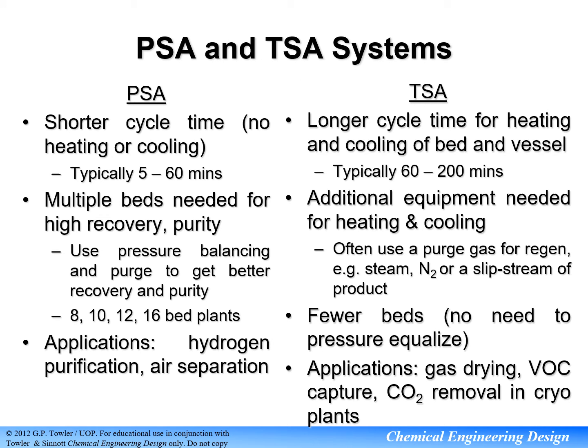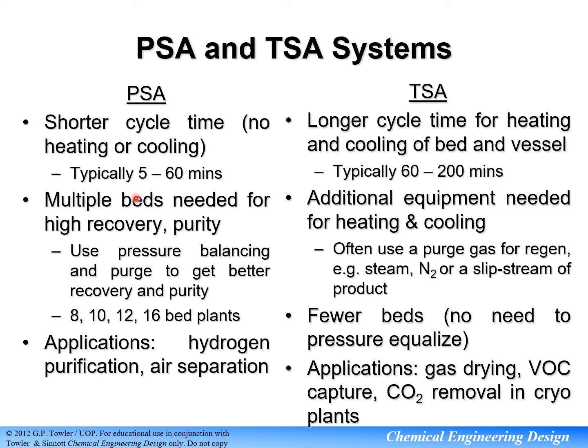The difference between the PSA and TSA systems: PSA uses a shorter cycle time because there is no heating or cooling, estimated around 5 to 60 minutes per cycle. For the TSA, it requires a longer cycle time for heating and cooling of the bed and vessel, normally around 60 to 200 minutes. This is to allow the process of heating and also cooling.